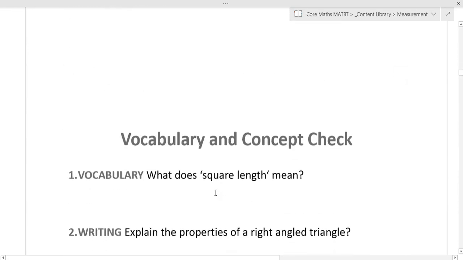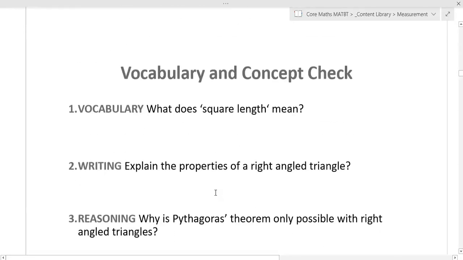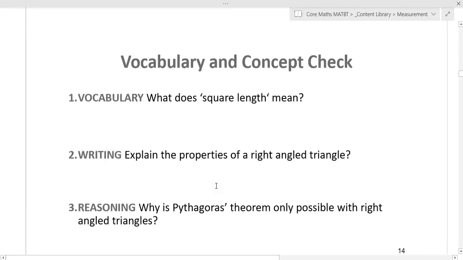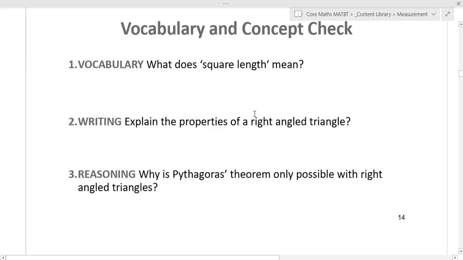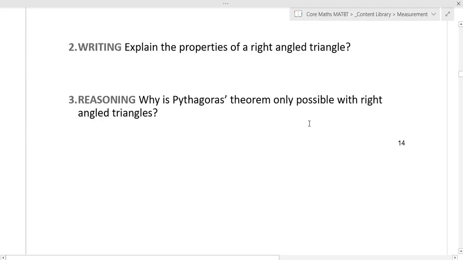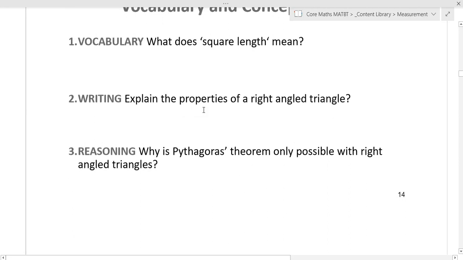All right, cool. So, in terms of just a bit of a vocab check, square length basically means the square length of any sides of the right angle triangle. What are the properties of a right angle triangle? It's got obviously a right angle, it's got a, starting with H, hypotenuse, and it's got two shorter sides, yeah? And why is the theorem possible only with right angle triangles? Because it has to be the square lengths. So don't really need to know these too much.